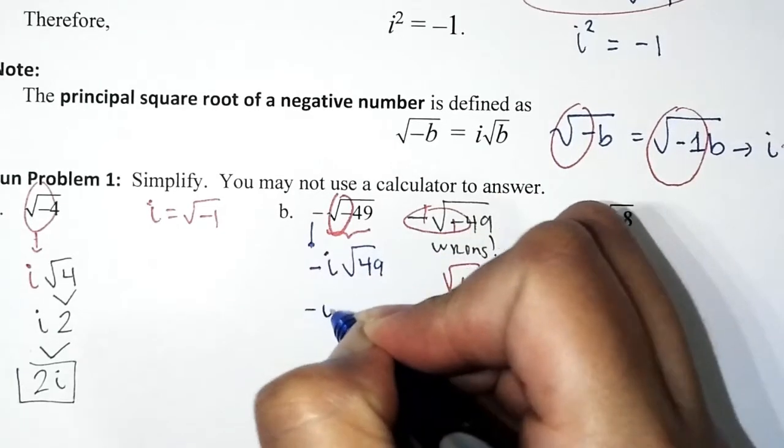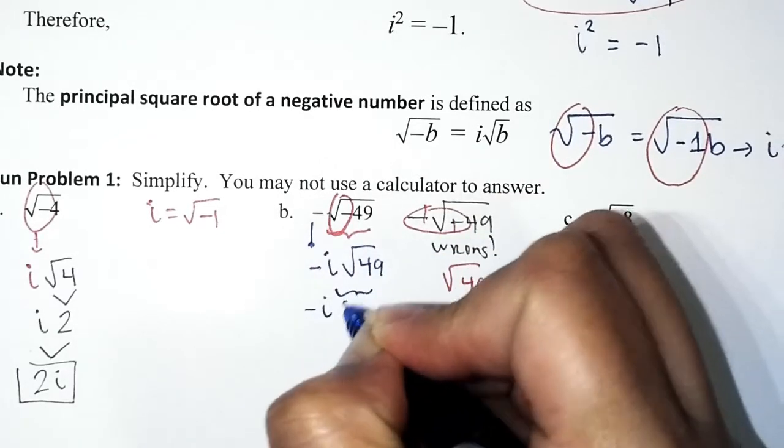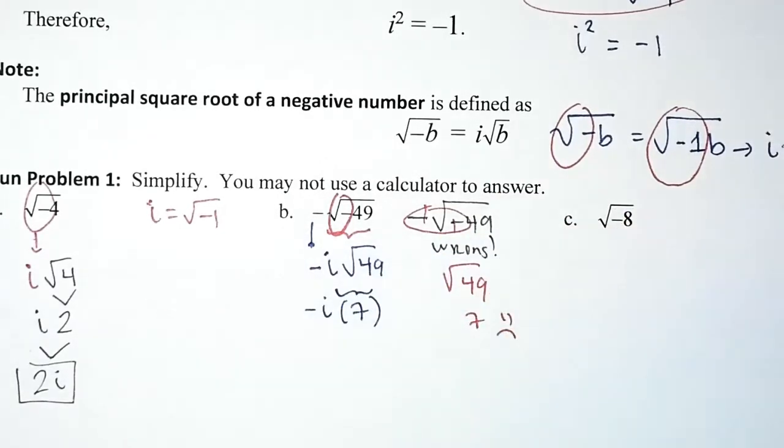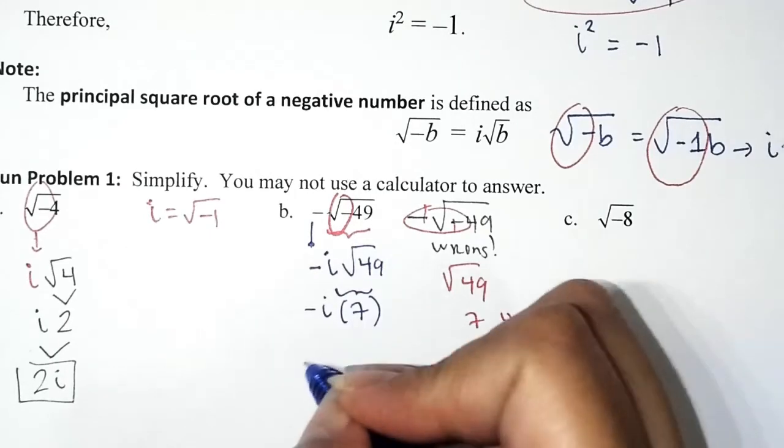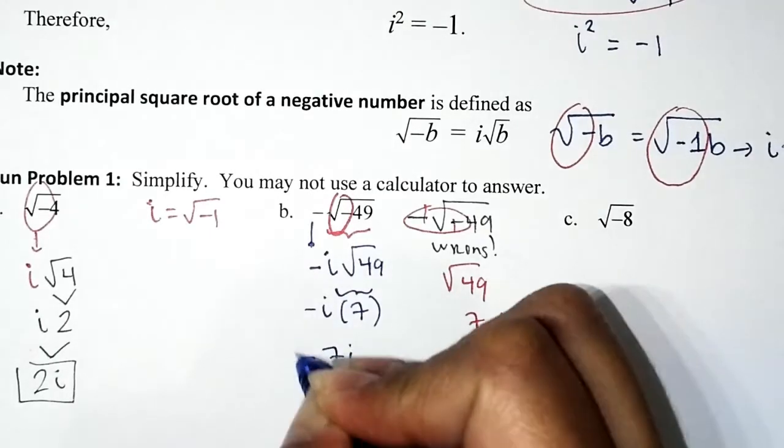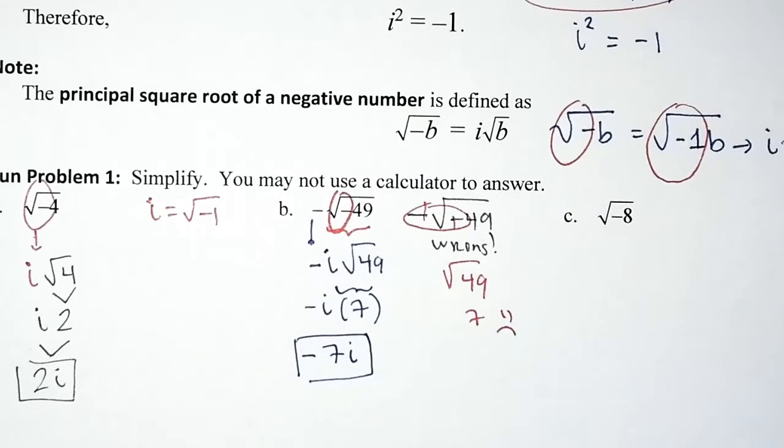So we have -i times the square root of 49. I believe that gives us 7. That's the answer. We can't simplify it further, but we want to write this so it's aesthetically pleasing. So I would appreciate if you just put -7, then the times i. Fantastic. 2 problems down, 1 more to go.